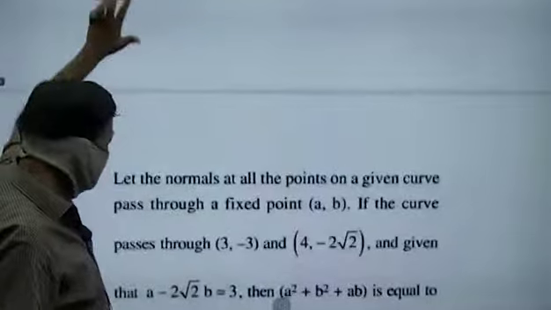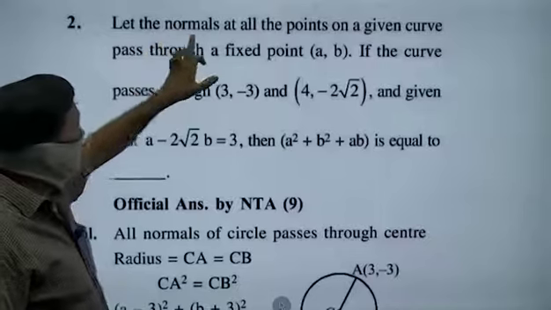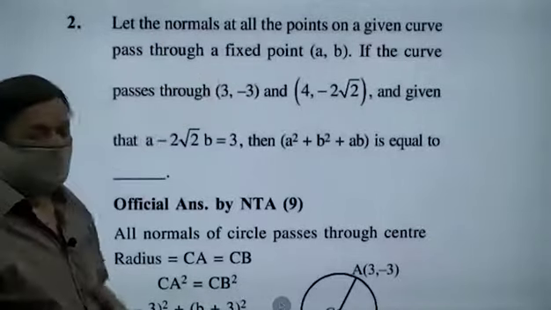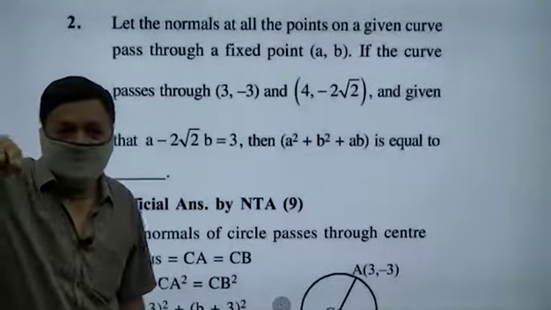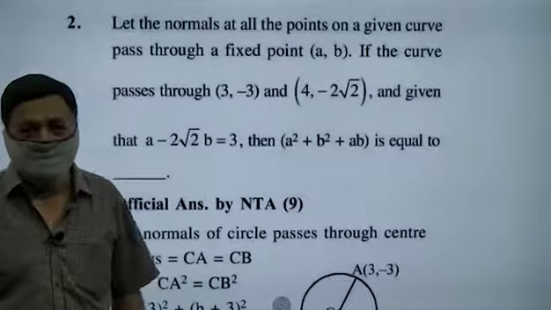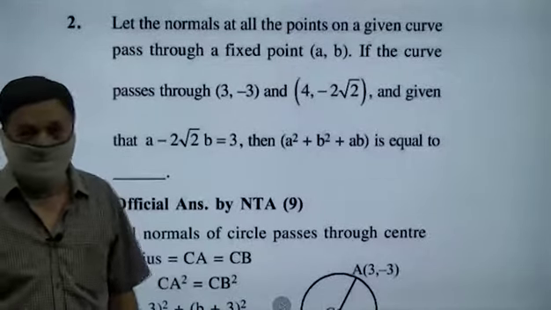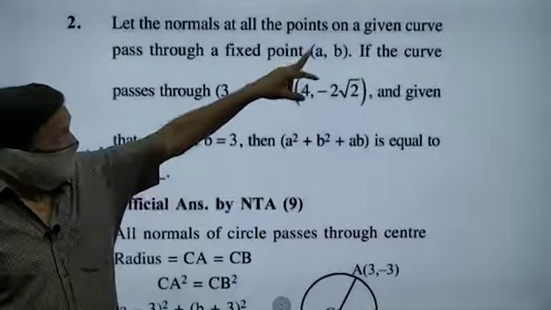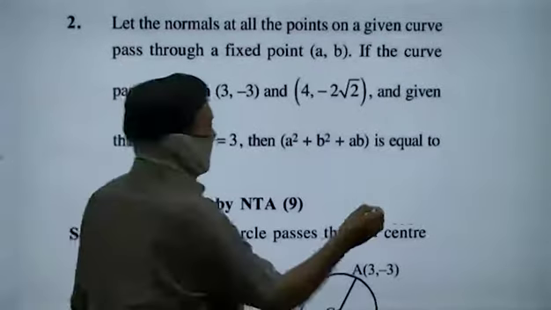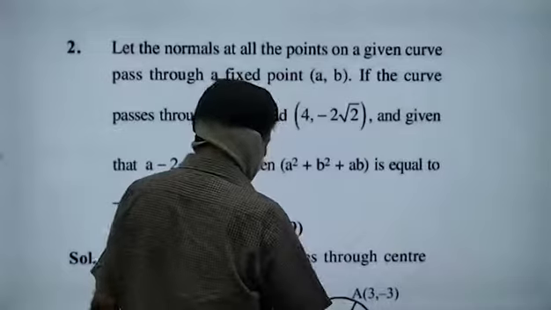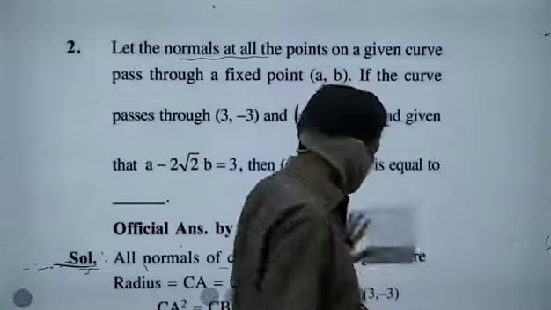What is the next question? See, the next question is: the normals at all the points on a given curve pass through a fixed point. Normals at all points passing through a fixed point means it must be a circle, is it not? Because the normal at any point on the circle passes through the center. So it must be a circle with center at (A, B).